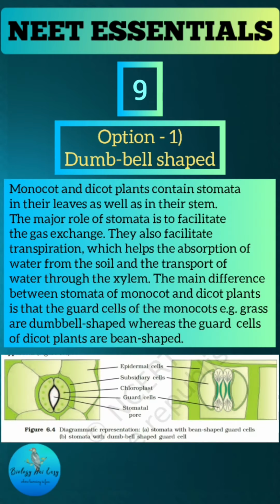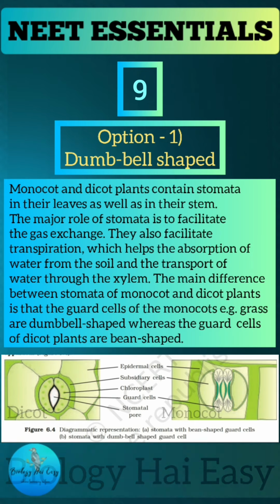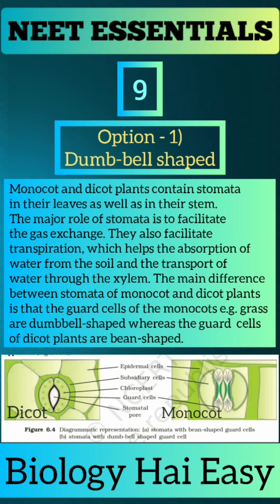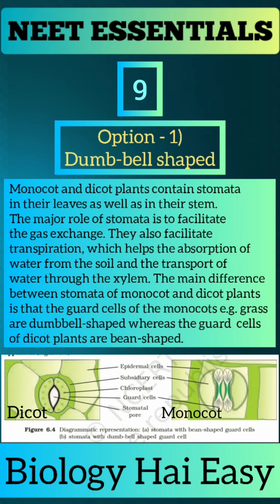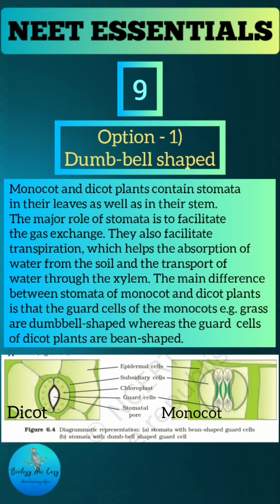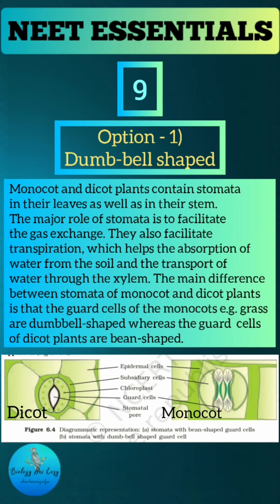And the correct answer is dumbbell shaped. Monocot and dicot plants contain stomata in their leaves as well as in their stem. The major role of stomata is to facilitate the gas exchange. They also facilitate transpiration, which helps the absorption of water from the soil and the transport of water through the xylem. Monocots have dumbbell-shaped stomata and dicots have bean-shaped stomata.